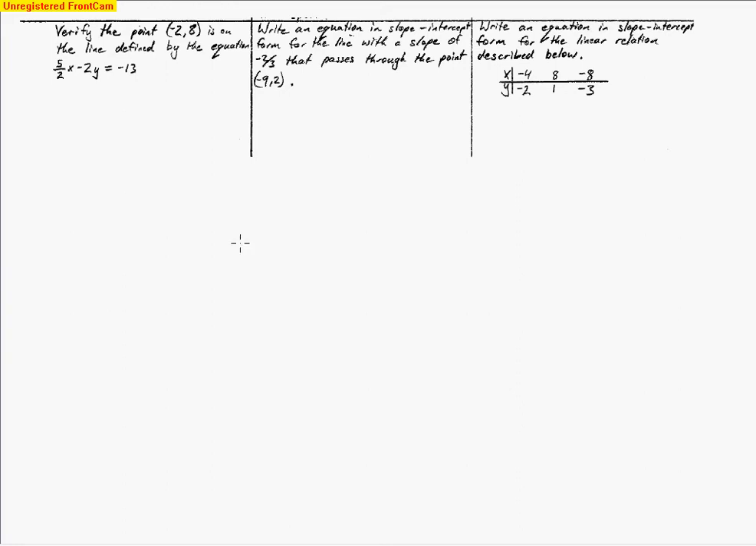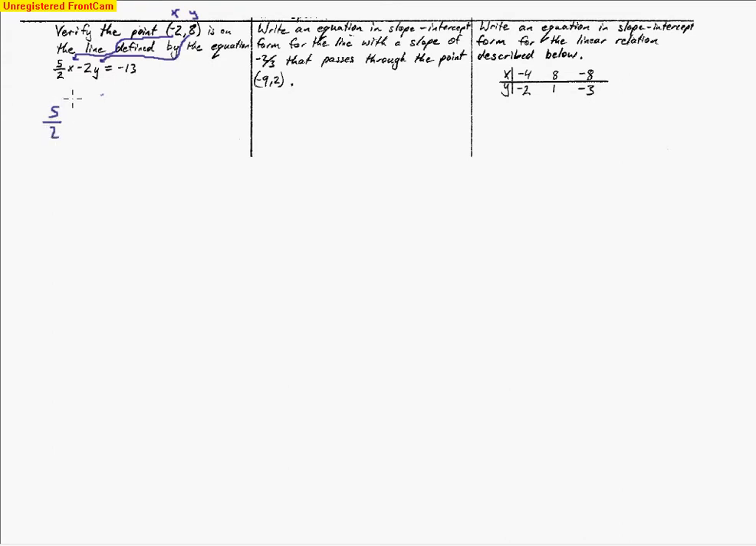The second half of the study guide for Algebra B, Test 1, Quarter 4, deals with some review topics. And the first one is verifying a point is on a line. All you're going to do to verify a point is on a line is take your x value, which is -2, and put that in place of x in the equation. Take the y value, which is 8, and put that in place of y in the equation, and then do some simplifying.